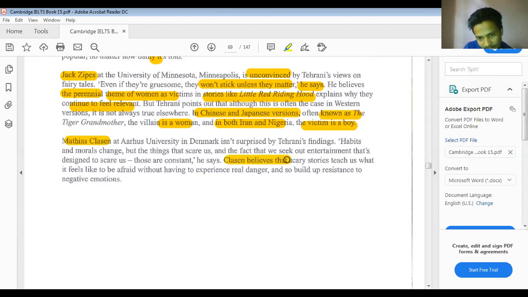Then Killian believes that scary stories teach us what it feels like to be afraid without having to experience real danger. So we don't really experience the real danger, but we get afraid and feel it. Let's say we take precaution. Scary stories teach what it feels like to be afraid without experiencing real danger, and so build up resistance to negative emotions.